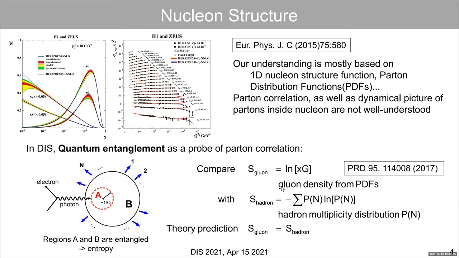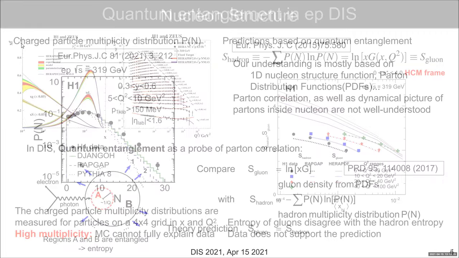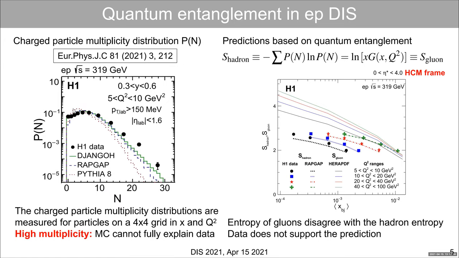The S gluon can be calculated from the gluon density from PDFs, and the S hadrons can be calculated from the hadron multiplicity distributions from the experiment. According to the theory predictions, these two values should be equal. Here are the newly measured charged particle multiplicity distributions in these papers, measured in certain Q square and x regions. At low multiplicity, the data points can be well described by the Monte Carlo simulations, but at high multiplicity, the Monte Carlo cannot fully explain the data.